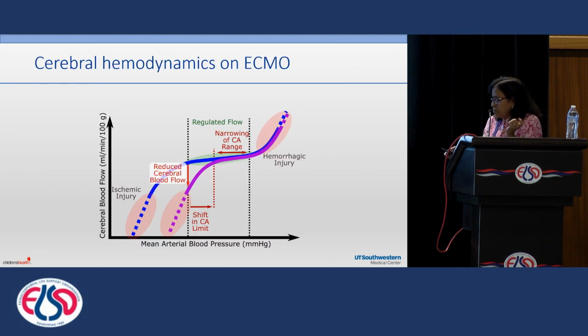All of us are very familiar with this cerebral autoregulation curve. So if I had to place the patients, I would say that the ischemic injury probably lies in this part of the autoregulation curve, and the hemorrhagic injury patients probably lie in this part of the curve.